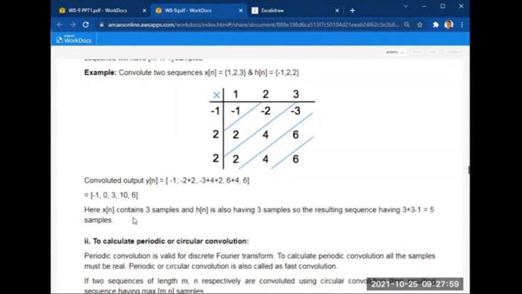Here, x of n contains 3 samples, and h of n also has 3 samples, so the resulting sequence has 3 plus 3 minus 1 equals 5 samples. Okay?